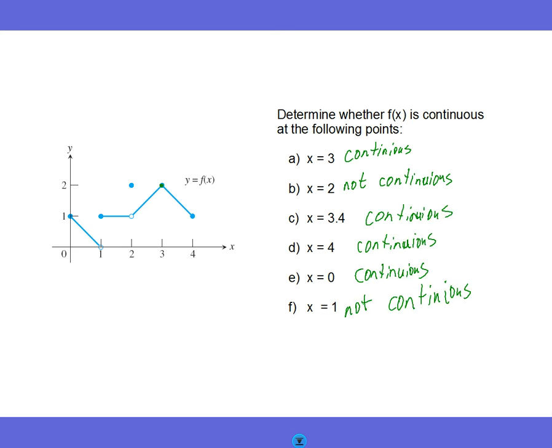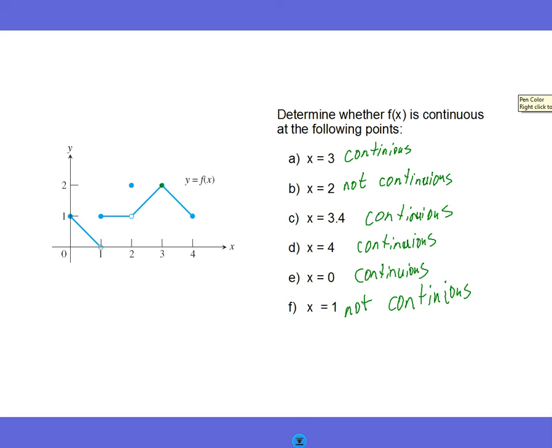Now the question is, did you get them? Do we understand why it's continuous versus not continuous? So let's take a look at 2 and 1 and compare them. What's making those not continuous, compared to the other ones that are continuous? We just got done doing a whole bunch of limit stuff, so my brain is still on limits. Here's what I'm noticing.